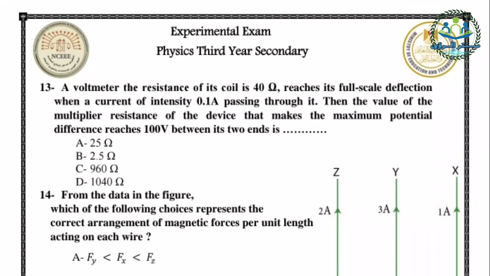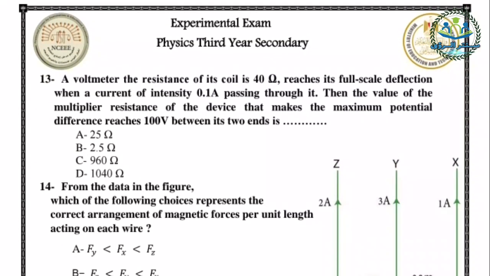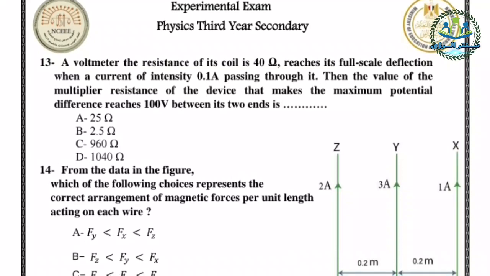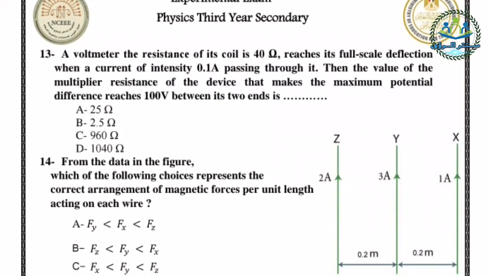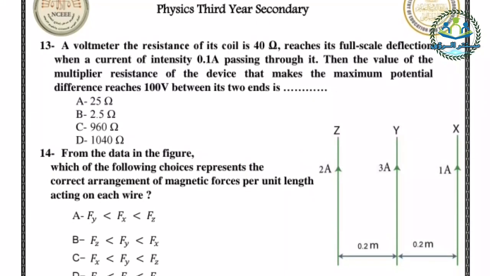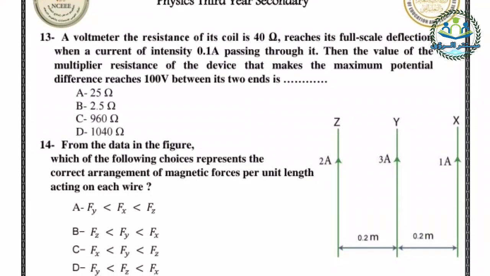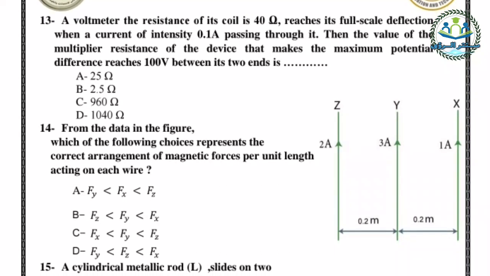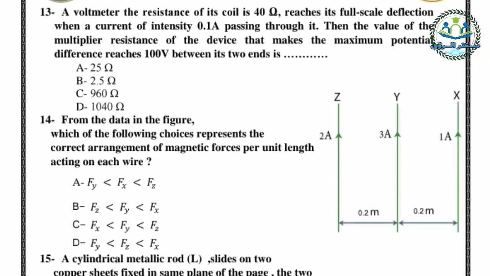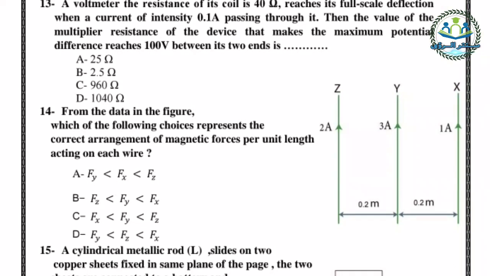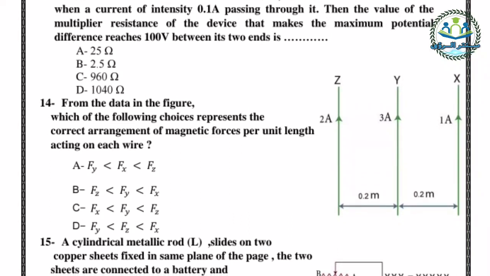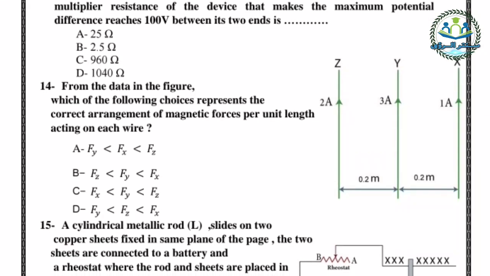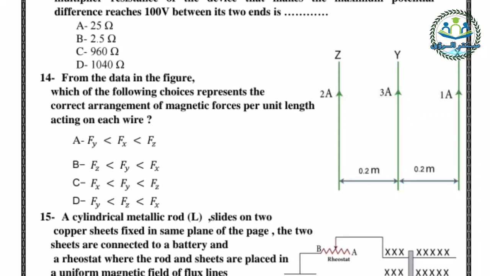13. A voltmeter. The resistance of its coil is 40 Ω. It reaches its full-scale deflection when a current of intensity 0.1 A passes through it. Then the value of the multiplier resistance of the device that makes the maximum potential difference reach 100 V between its two ends is ... A. 25, B. 2.5, C. 960, D. 1040.